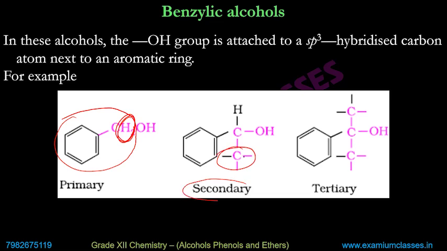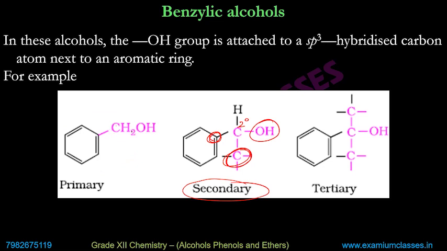Why does it become secondary? Because the carbon which is attached to the functional group is attached to only one carbon, sorry, two carbons, one and two. So that's why it is 2 degree carbon. Here, this carbon which was attached to the functional group was attached to only one carbon. So that's why it was 1 degree. Here, the carbon which is attached to the functional group is attached to three carbons. So that's why 3 degree, tertiary.